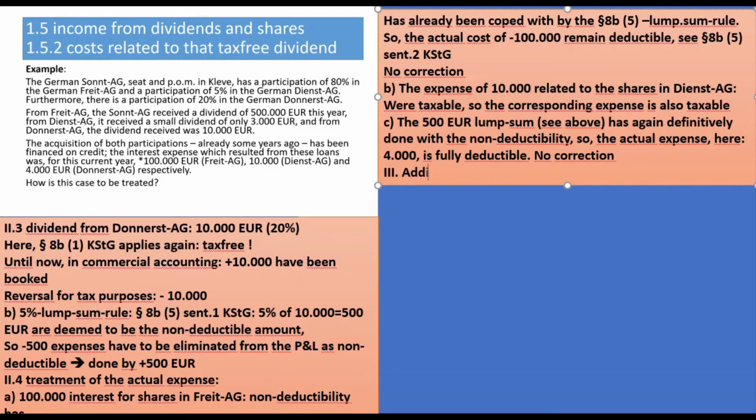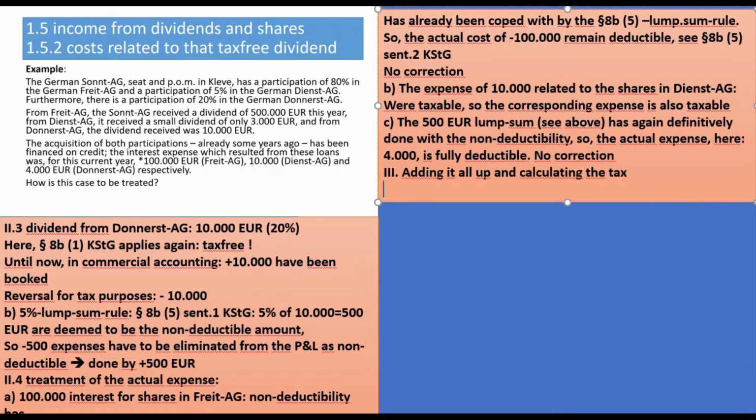The third entry would be adding it all up and calculating the tax. And that, ladies and gentlemen, unfortunately can't be done here because the other data, like the total profit, are missing. We had no starting value, so we can have no end value. But here you see which rules come into play. Okay, so that I think is enough for that example. Let's go back to our lecture and let's have a look on what else can surprise us still.